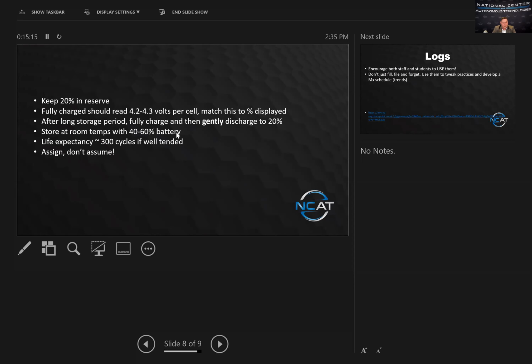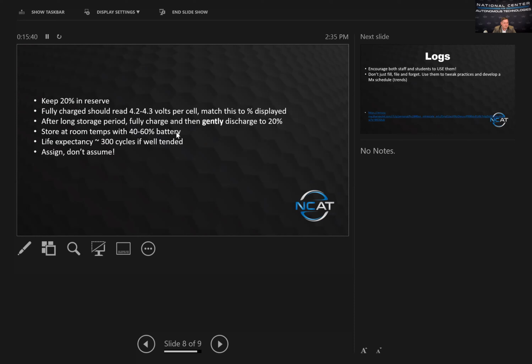When you do store at those room temps around 70 degrees, but no less than 60, you want to have it at about 40 to 60% battery, and you want to check it every couple of months. I typically check them about once a month during our non-flying times. Again, I'm in Northwest Minnesota, so typically flying January and February is not on the books. I like my fingers still attached to my body and not frozen off.